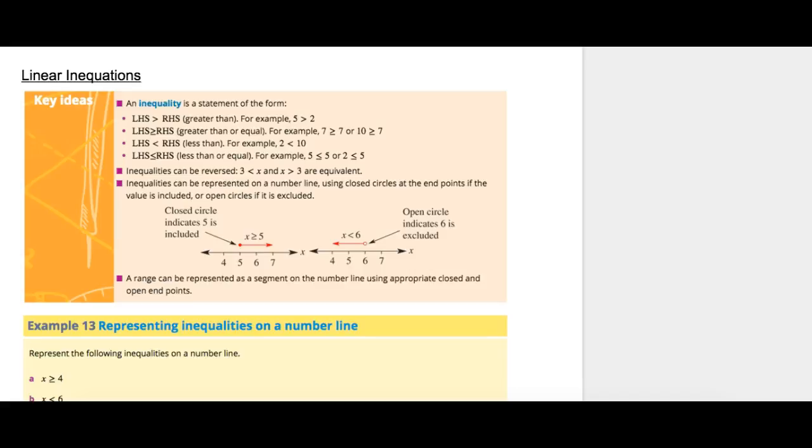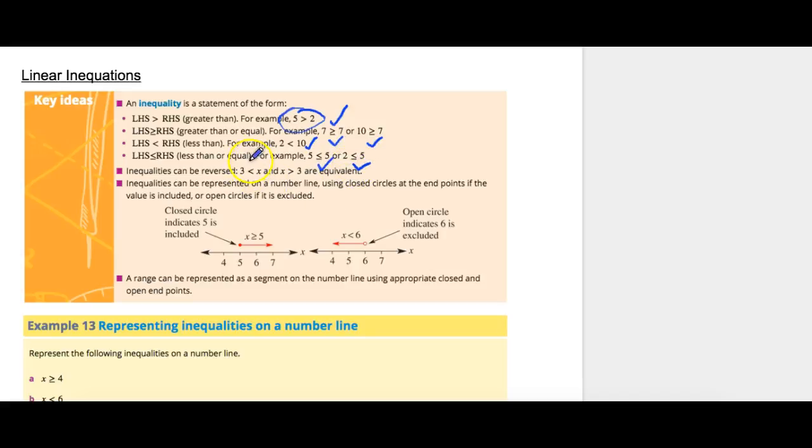Okay, you have a range of values and there's some sort of restriction on them. Okay, so this one, let's just have a look at the examples in the textbook. Okay, so 5 is bigger than 2, yes. 7 is greater than or equal to 7, that is true because it is equal to. Or 10 is greater than or equal to 7, yes, that is true. 2 is less than 10, yep. 5 is less than or equal to 5, yes, that's true. 2 is less than or equal to 5, that is true.